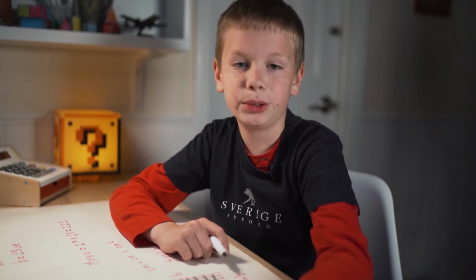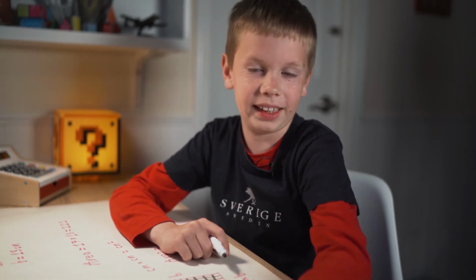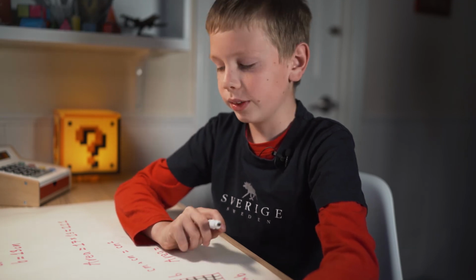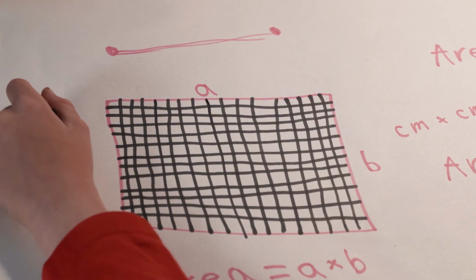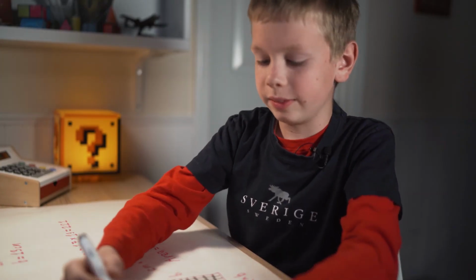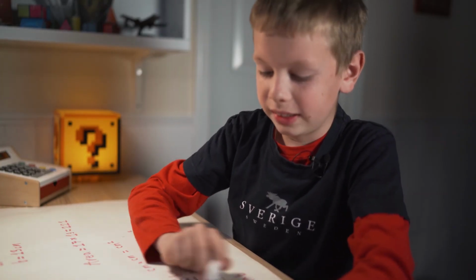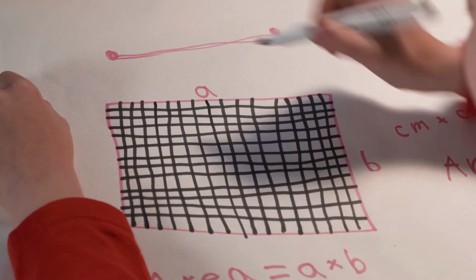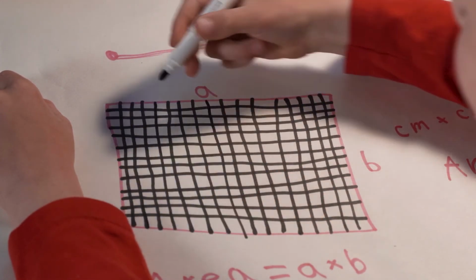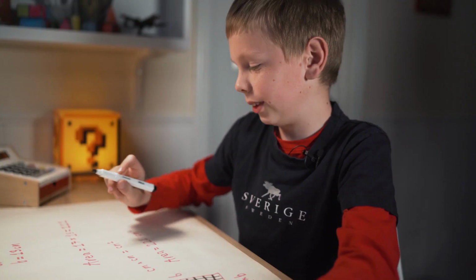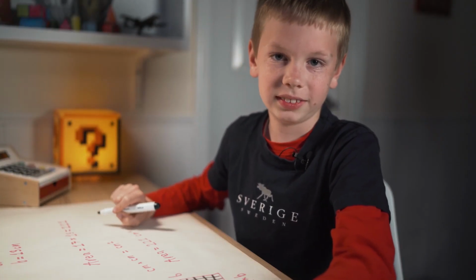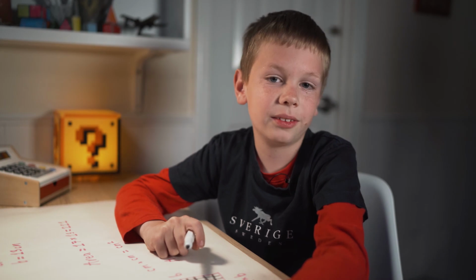Today we learned two methods of how to calculate area. One was you multiply width times length and you get your answer, or you can draw how many columns and how many rows, and if you count how many squares you have in your rectangle, you will get the same answer. Well, that was all for today.